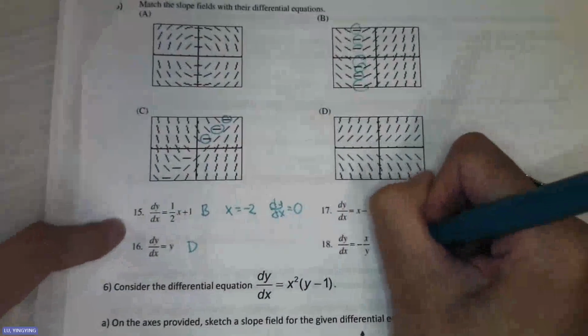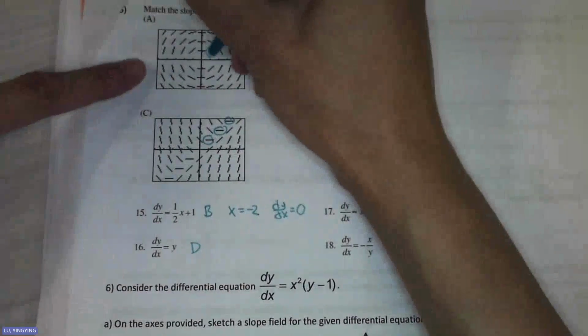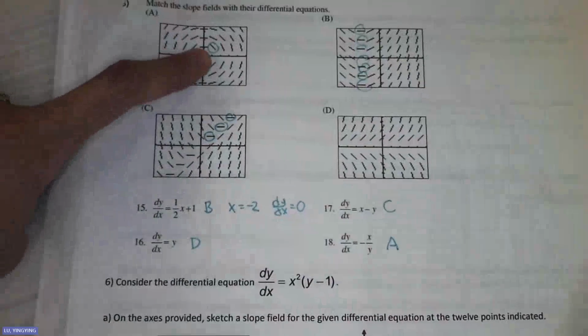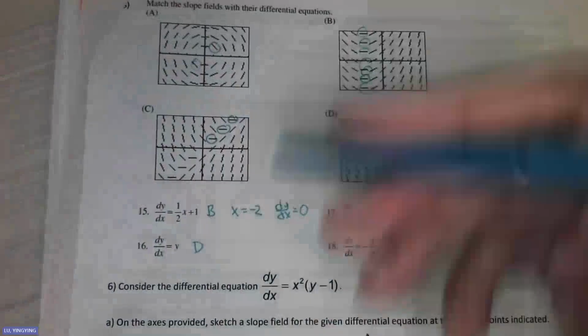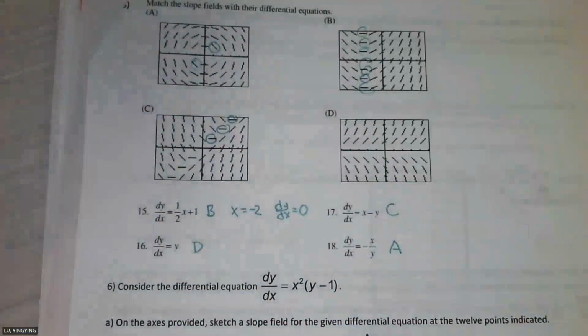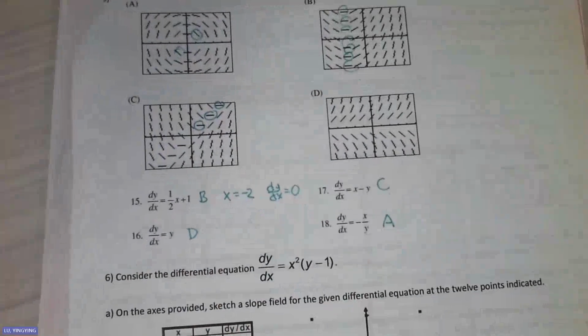And finally, A should be this guy, because you can, again, plug in a point. At 1, 1, the slope is negative. So just plugging in a few points will help you. Usually I do like 2 points, just making sure, or each quadrant. All right, done. Any questions?